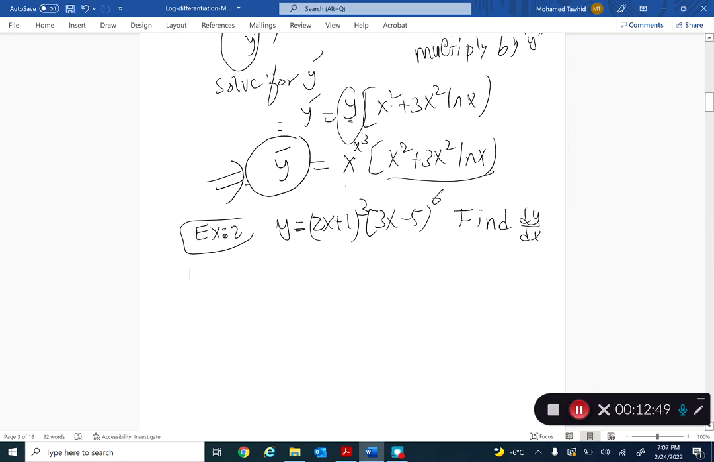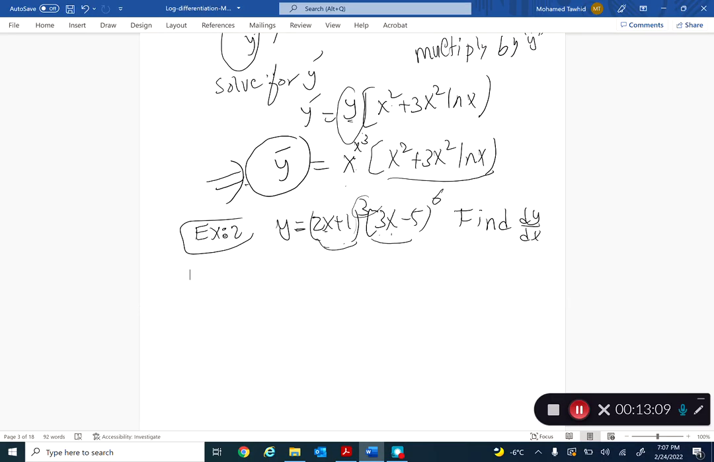So let's just read this one. You have a bracket to the power 3 multiplied by another bracket to the power 6. So now when you hear multiply, bracket multiplied by bracket, that's the product rule. And then after you apply the product rule, you must apply power rules because you have a bracket to the power n.